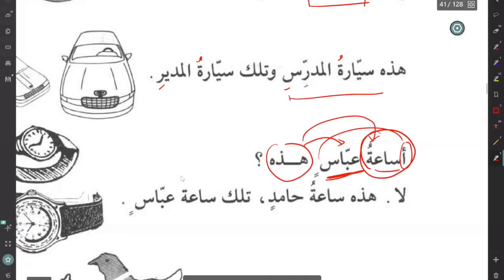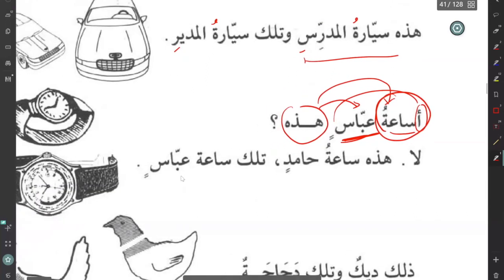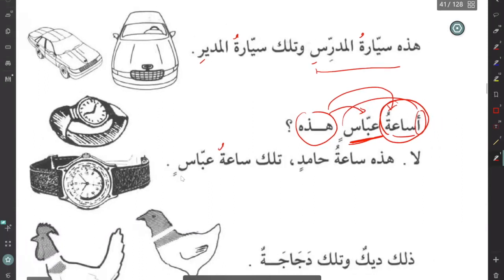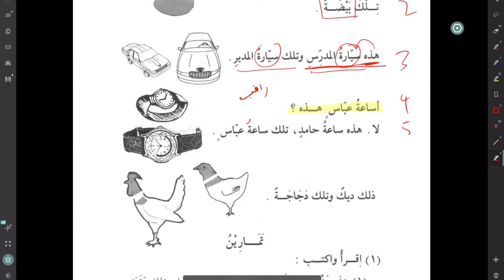Now, لا هذه ساعة حامد. No, this is the watch of Hamid. تلك ساعة عباس. And that is the watch of Abbas. جيد. ذلك ديك وتلك دجاجة. Okay, so the deek is back. Rooster and the chicken.